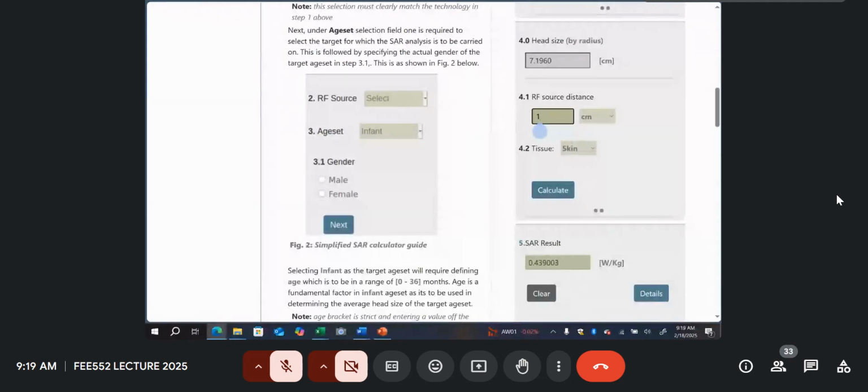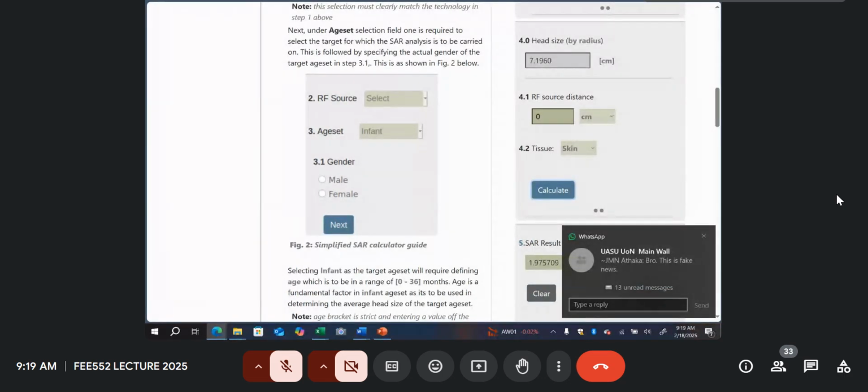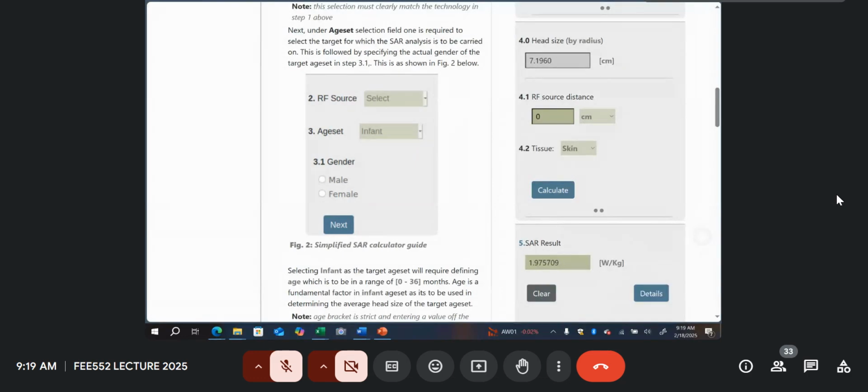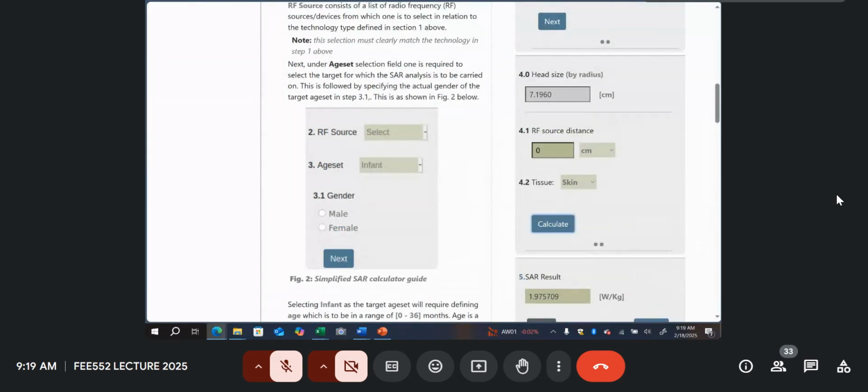Okay, let's say 0. If you put it onto it, 1.97, not bad. So it's 1.97, which is almost 2, which is near the threshold that is dangerous, right? So you just need to move it a little bit away from your ear, and it drastically drops to 0.43. That's on the skin. If you have some fat around the skin, it is too low.